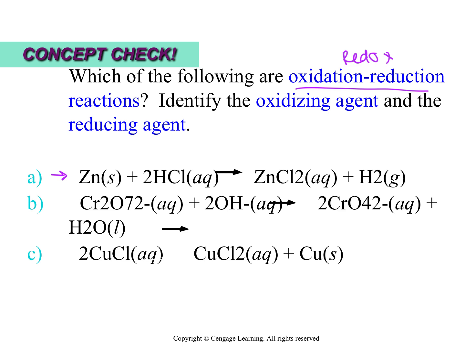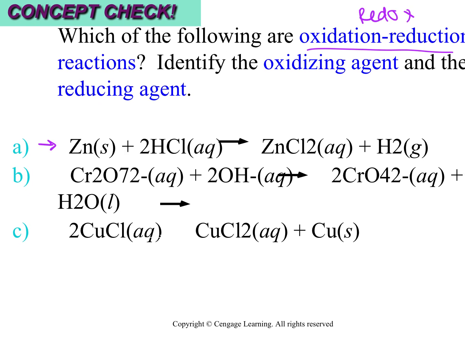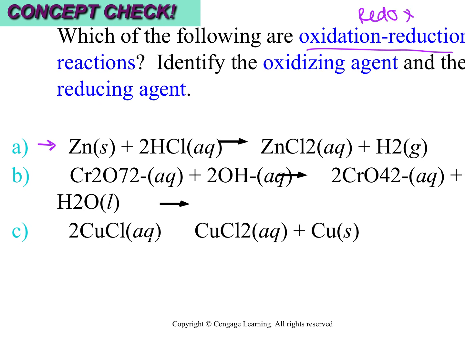So what do we think about the oxidation number of zinc? It's 0, because it's by itself. In HCl, our H is going to be plus, and our Cl is minus. Our H is plus and our Cl is minus, because hydrogen always gets a +1. That's one of our big 3.